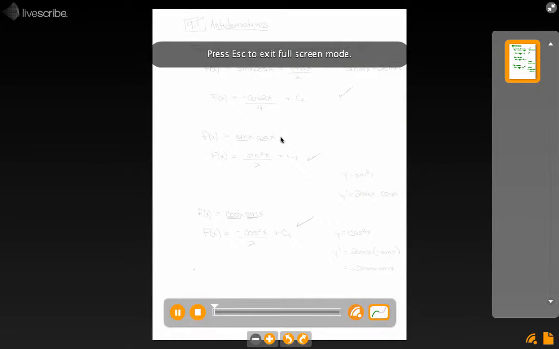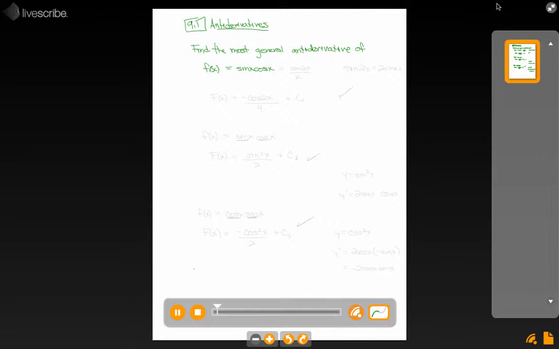This example comes out of section 9.1, antiderivative. This question asks us to find the most general antiderivative of f of x equals sine x cos x. Hopefully you would think immediately, well, I can't just take the antiderivative of each part of that separately, because we haven't learned how to do the product rule backwards or something like that.